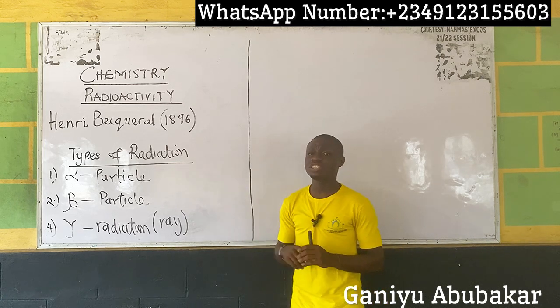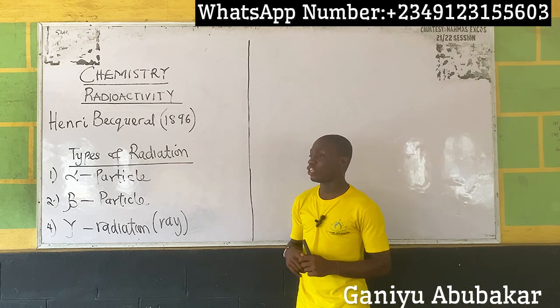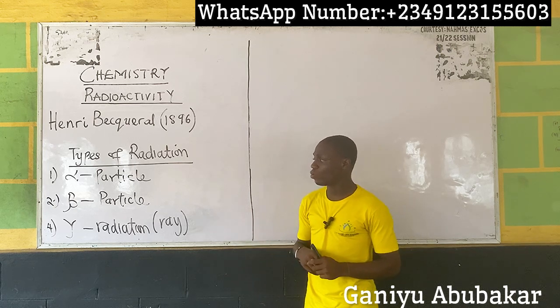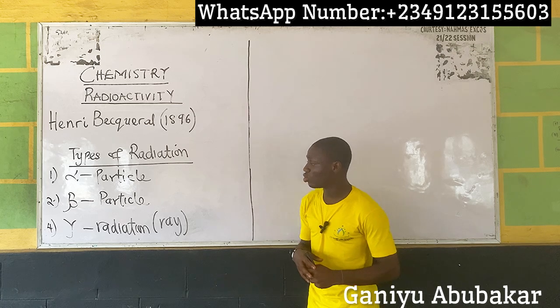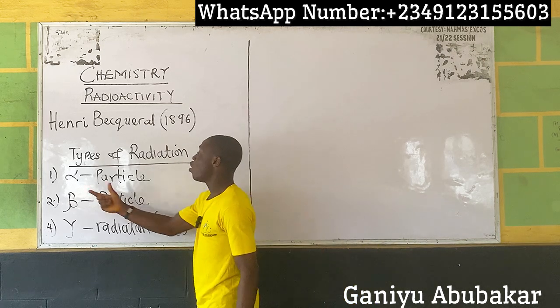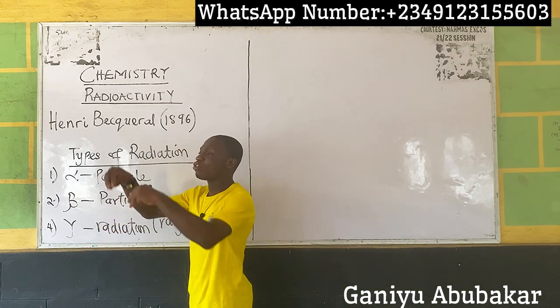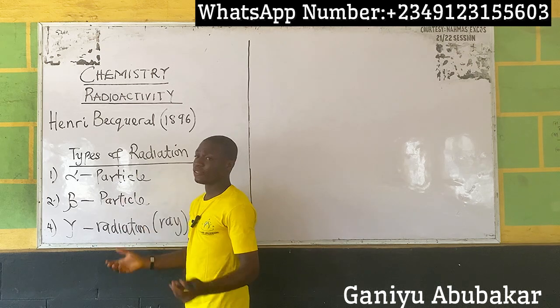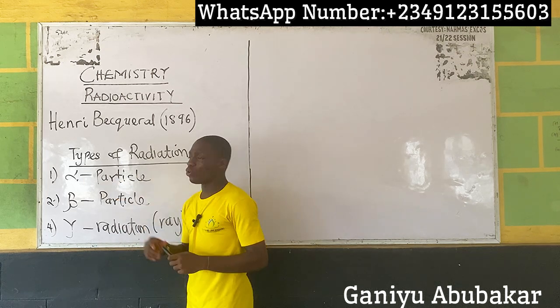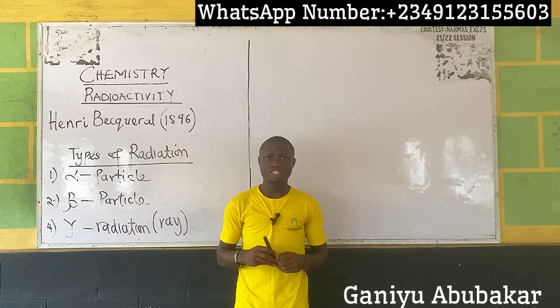Let's discuss this radiation one after the other. Let's look at alpha particle, beta particle, and gamma radiation. We'll be looking at the characteristics of each of them and picking out some points from them, and then we'll proceed. Let's start with the first one, the alpha particle.